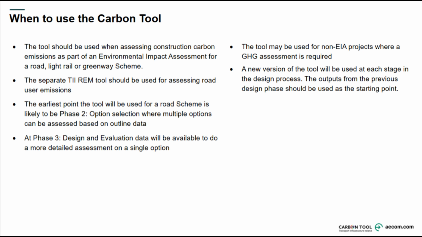At Phase 3, it is anticipated that much more comprehensive data and information will be available on a single chosen option, with a more complete bill of quantities and other information regarding construction. This can then be used to complete a more detailed idea of the carbon footprint of a single option. Where a TII project does not trigger an EIA, but a greenhouse gas assessment is still required, then the tool should still be used. Practitioners should use a new version of the tool at each stage of the design process, where the outputs from the previous design phase should be used as the starting point.